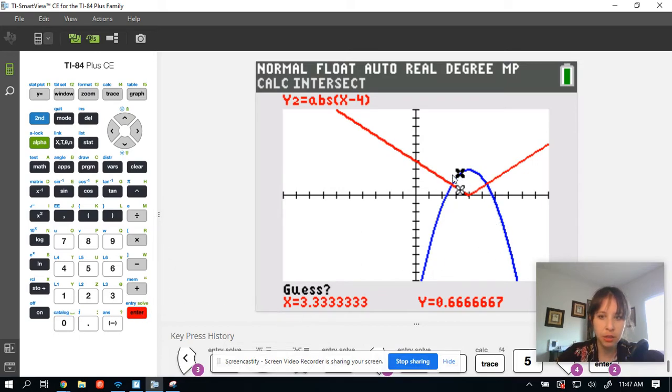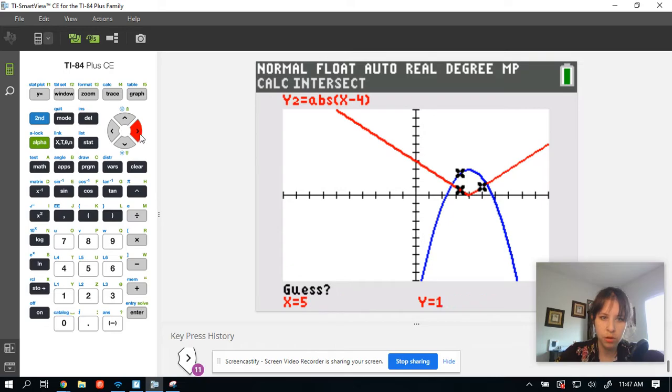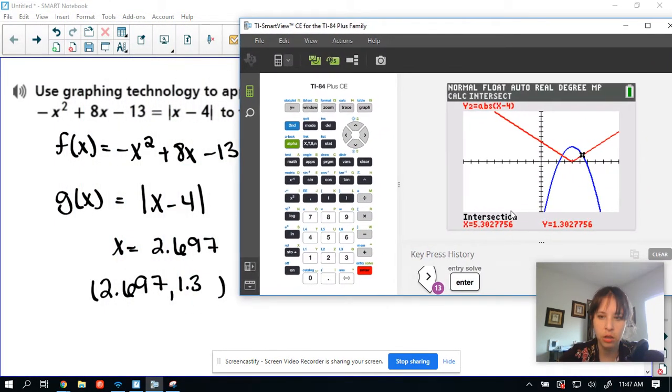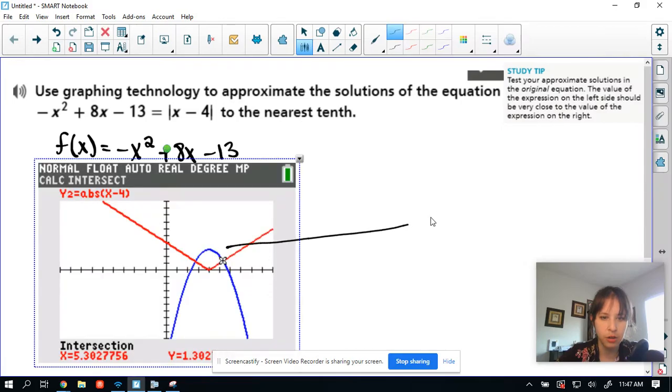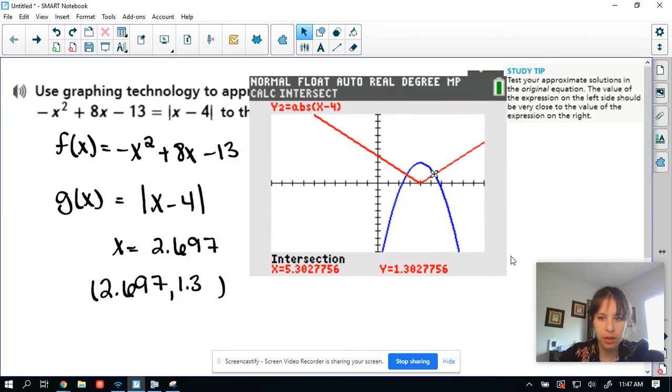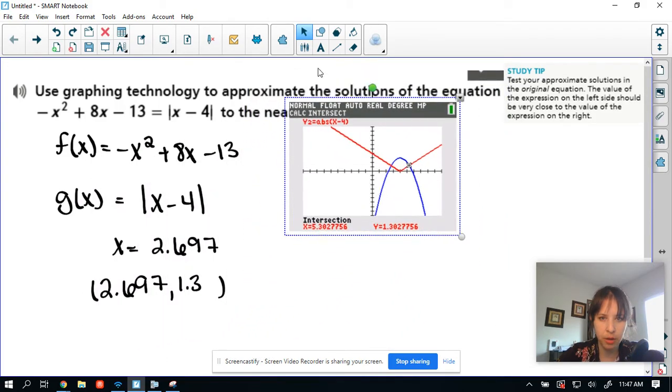And now they want me to guess. So we've already gotten the point here. I want to get this point here. So I'm going to move my little blinky cursors over until I'm close to the second point. And again, you don't have to be exactly on the second point. It will take the point that's closer to the crosshairs. But it's always good to be pretty close, just so you're 100% sure. I'm just going to grab that over, drop it in there because I have that ability. So here is my second point.